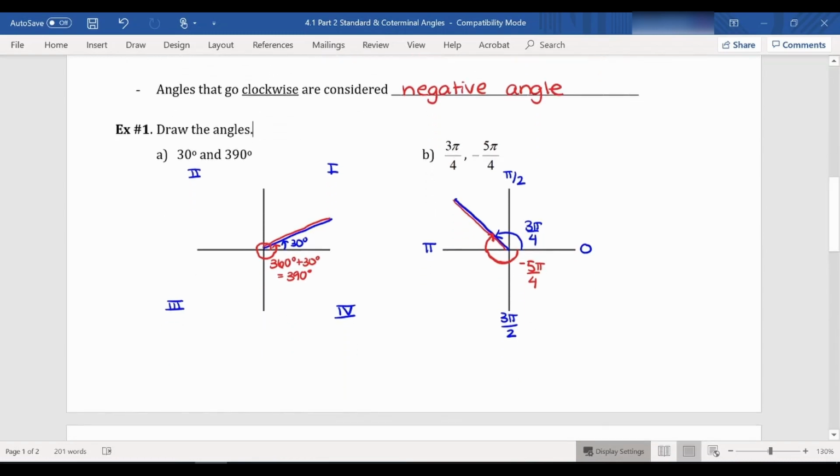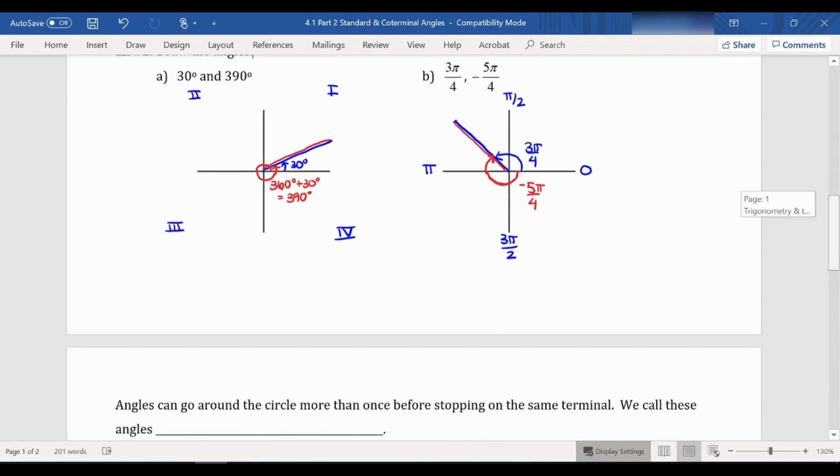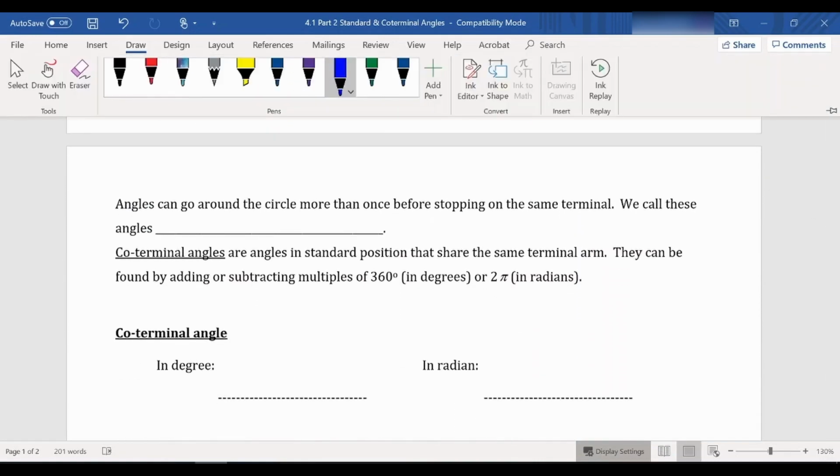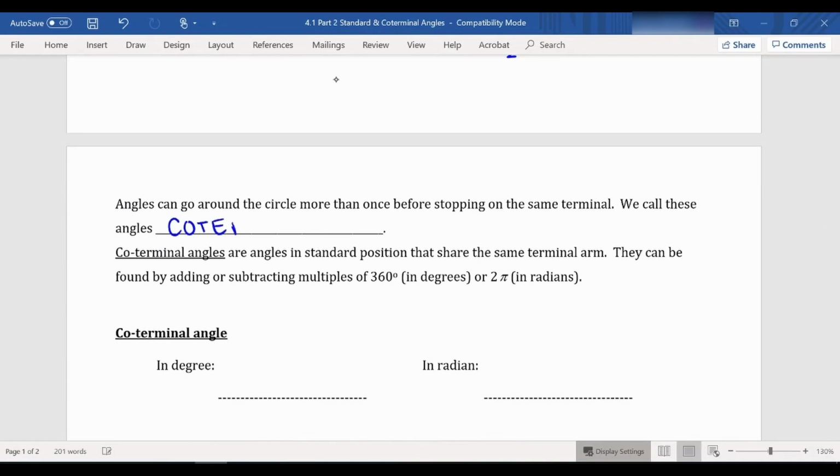Now, these angles that we just drew have a special name. They end at the same terminal arm. They are called coterminal. We could go around a circle 1,000 times before we stop at our terminal arm. We could go around 10 times. We could go in a negative direction. We stop at the same terminal arm, so we are considered coterminal. There are an infinite number of angles which are coterminal with each other, depending on how many times around the circle you've gone, and whether you've gone in a positive or negative direction.